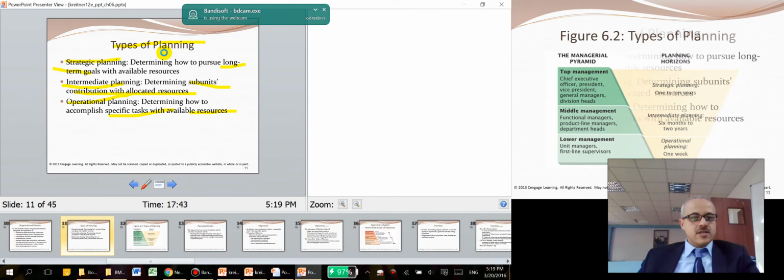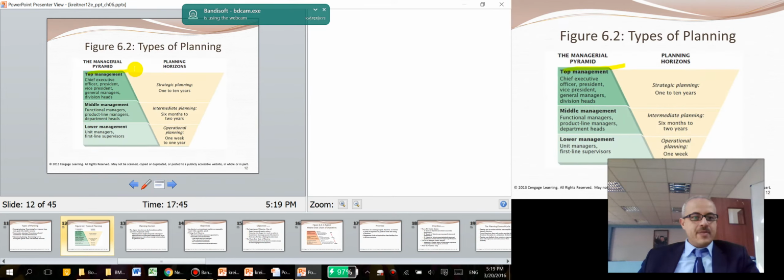Now next, we're talking here about top management, middle management, lower management. Top management, that's 1 to 10 years. Intermediate, 6 months to 2 years. Operational, 1 week to 1 year. And here are examples. This is the CEO job, president. Middle is more like function manager or product line or department head. And then lower is a unit manager or a first line supervisor. Are you guys okay with this?